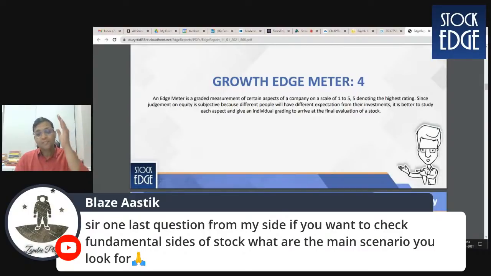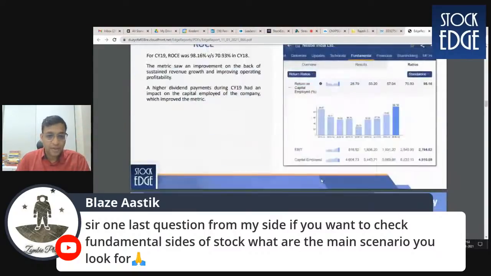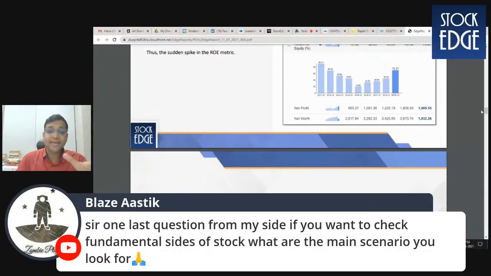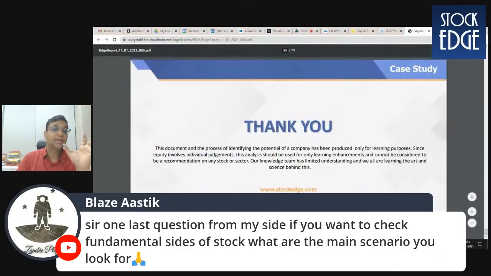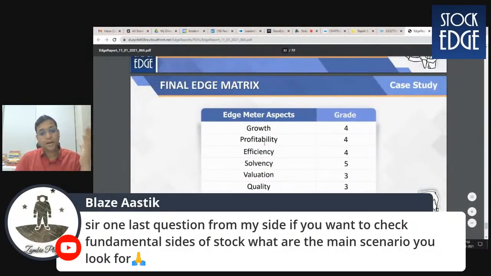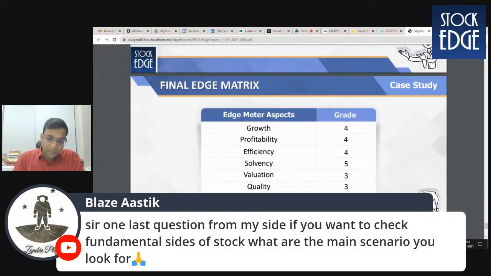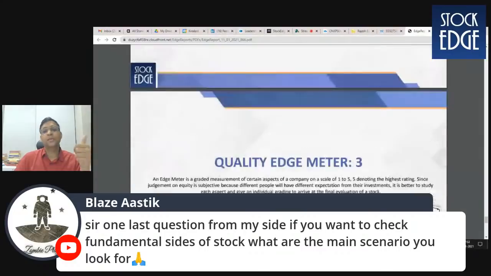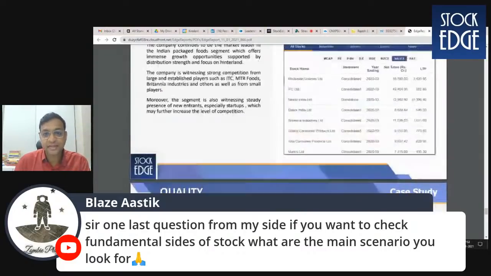What we have done is classify our understanding based on 5 key parameters: growth, profitability, and we are grading each and every company based on the assessment on these parameters. Actually, 6 parameters: growth, profitability, efficiency, solvency, valuation, and quality. And we are giving a grade from 1 to 5. Any company with a grade more than 20 is a good company, and you can now look at the price behavior and enter and exit that company.